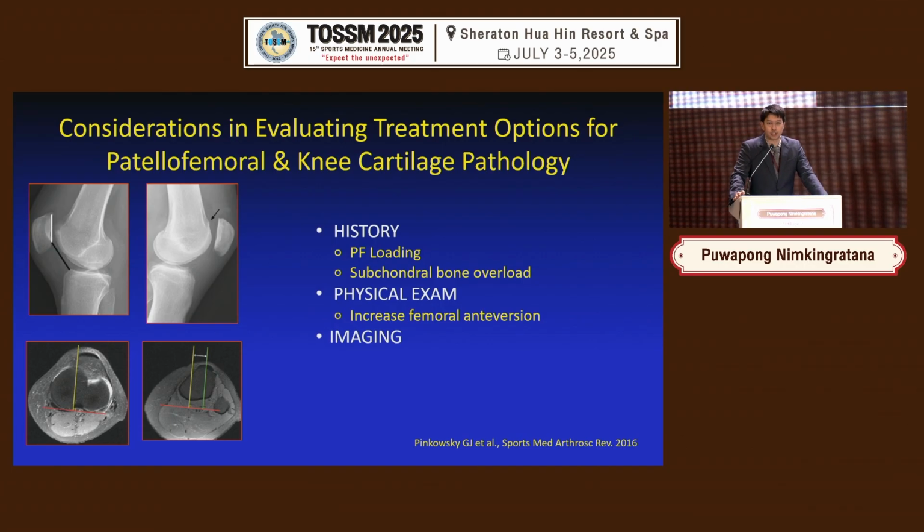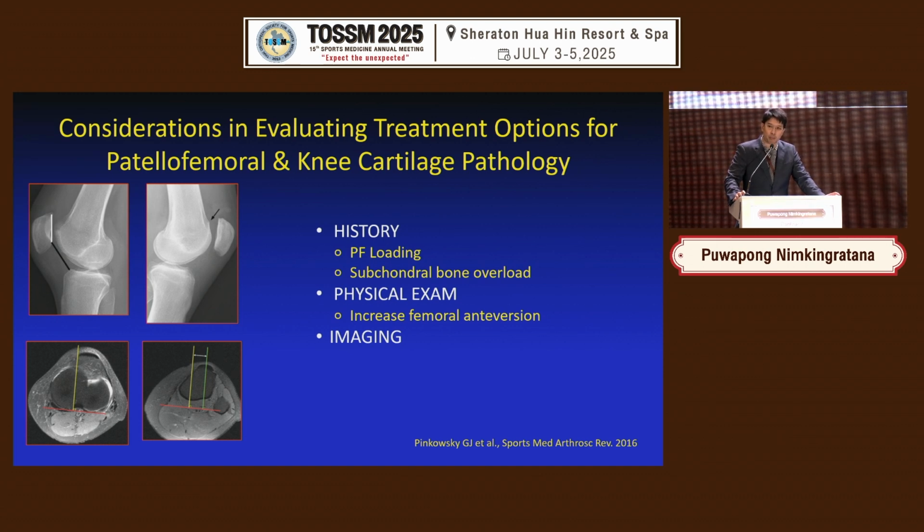Physical examination can be very useful information for us. It is not just only the lesion itself, but we should think about rotational profile or any kind of alignment as well, to make sure that it is not just a single problem. Sometimes it is multiple problems with the morphology and the malalignment of the patient.